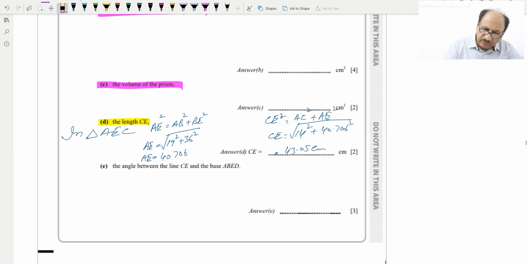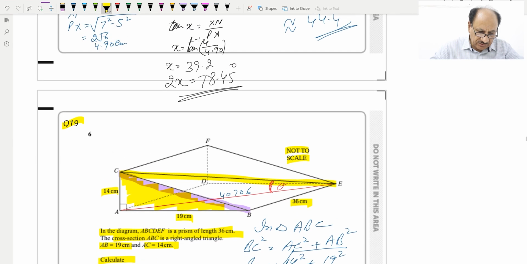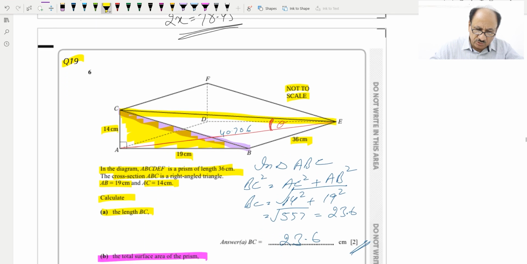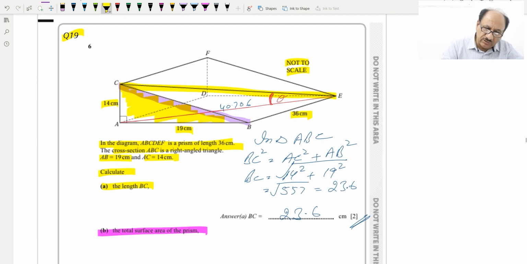This is done. Now the last part, E: the angle between the line CE and the base ABED. CE and the base, so this theta is required, which I've already indicated. So theta will be what? We can write tan theta will be equal to, in triangle what?